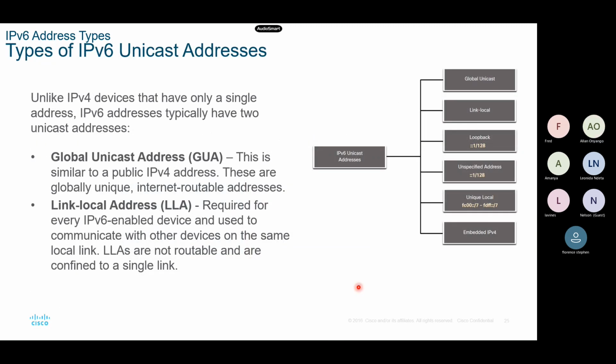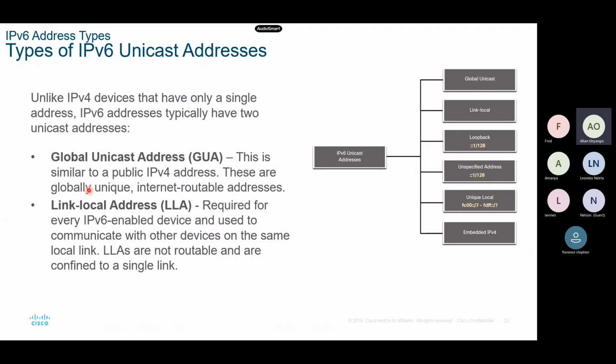Now, it is important also to look at other types of IPv6 addresses. IP version 6 has so many types of addresses, as we shall see. Of course, we have what is called the global unicast address, always called the GUA. It has the link local address, always called LLA. It has the loopback address. It has something called the unique local address, ULA, and many more.